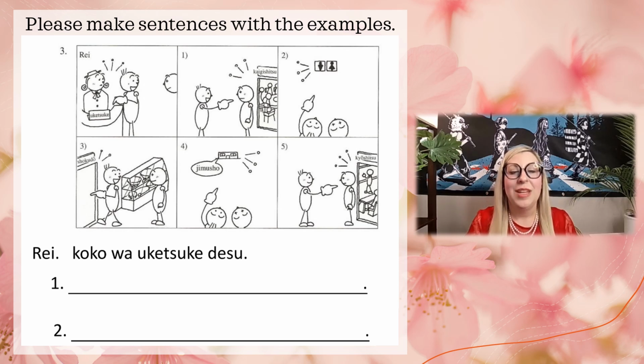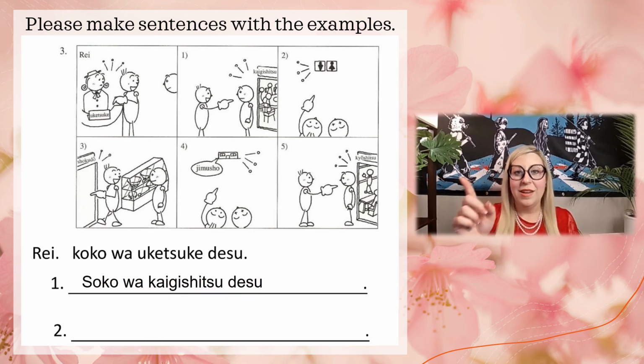Koko wa uketsuke desu. So for number 1, we have the speaker, and he's pointing behind the listener, and you can see that's kaigishitsu, and so that's the meeting room. So our sentence that we can make with this is soko wa kaigishitsu desu. Over there, near the listener, that is the meeting room.